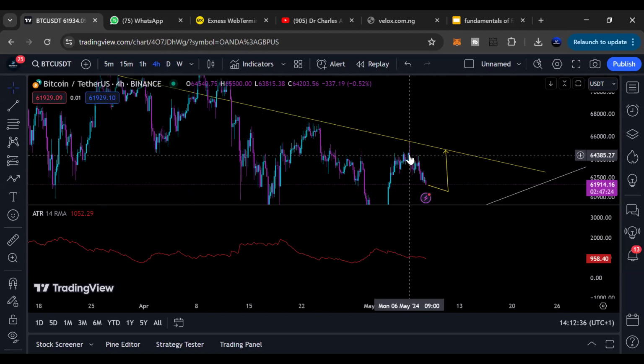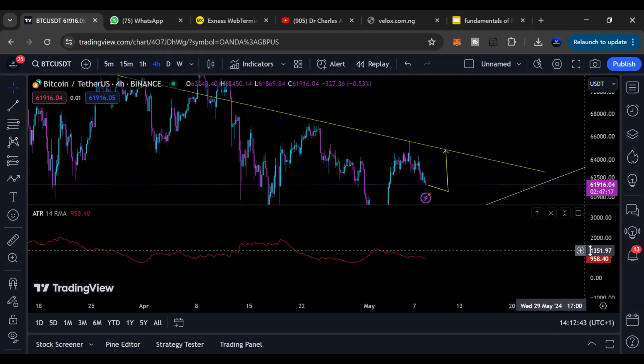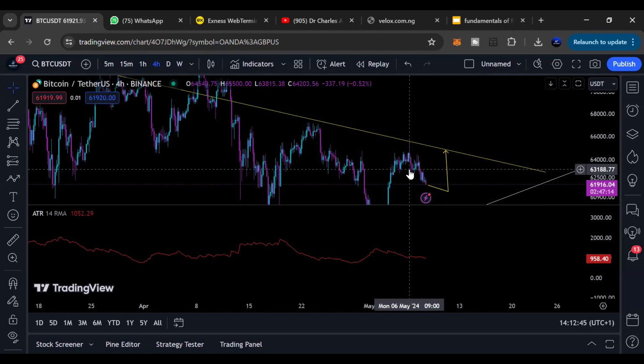Now, this is where the ATR comes in. Look at the value of ATR, 958.4 using your 4-hour chart. So what you're going to do is to add this 65,500 to 958 and see what it gives you. Let's do that together. 65,500 plus what's the value of our ATR? 958.40. So that would give us 66,458.